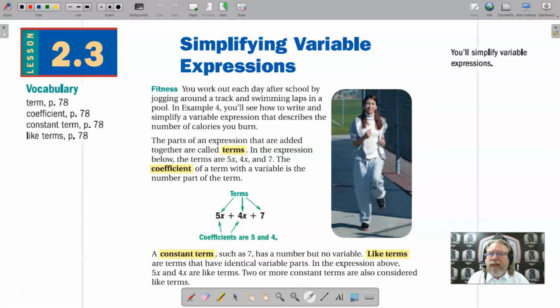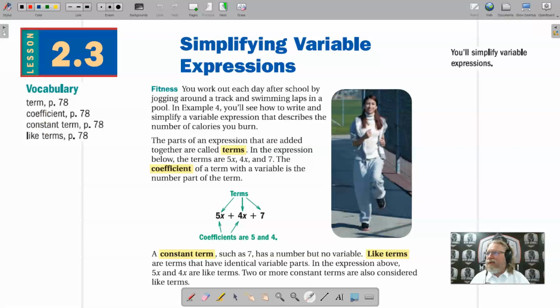They contain numbers and variables, well, variable expressions do, and addition or subtraction signs. They do not include an equal sign because once you add an equal sign to it, you go from an expression to an equation. Our vocabulary words for this lesson are term, coefficient, constant term, and like term.